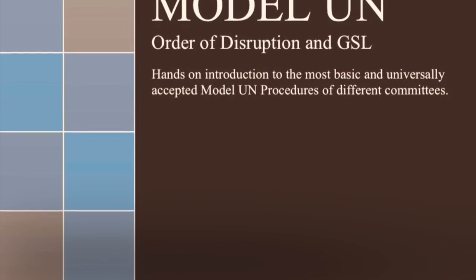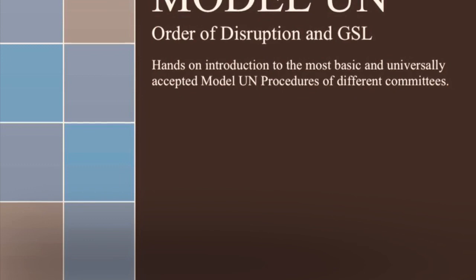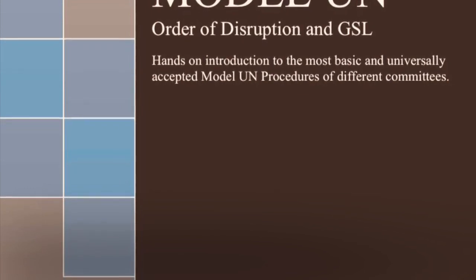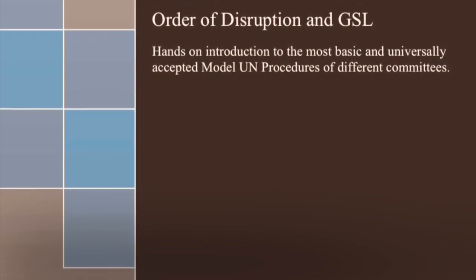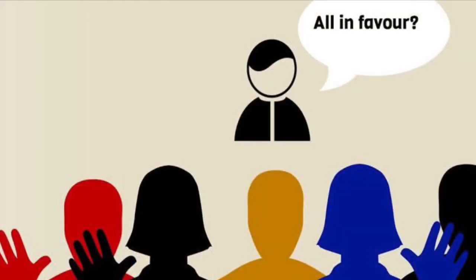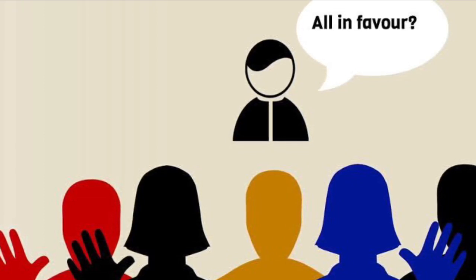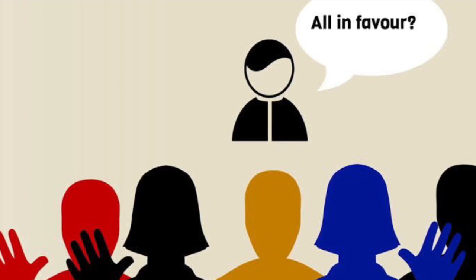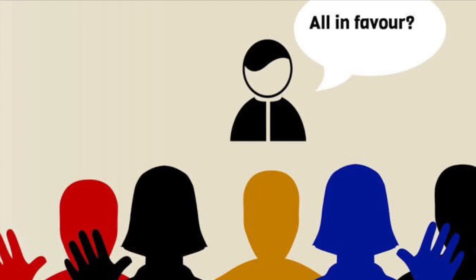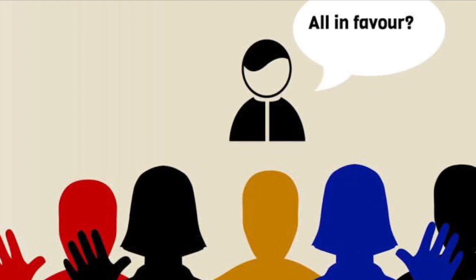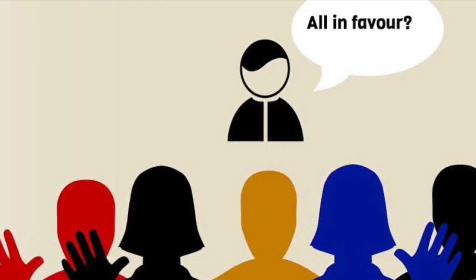So when the motion goes to vote, who decides which motion goes first? There are two ways in which a chairperson can proceed. One is simply the order in which the motions have been proposed. The second is widely used, order of disruption. The most disruptive motion is voted upon first. And what does disruption actually mean? The most disruptive motion is that motion which allows most people to speak in that particular time.